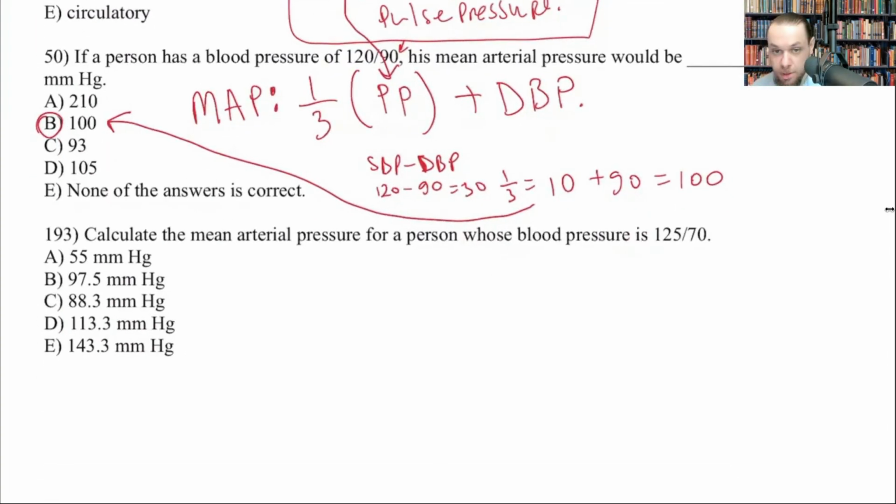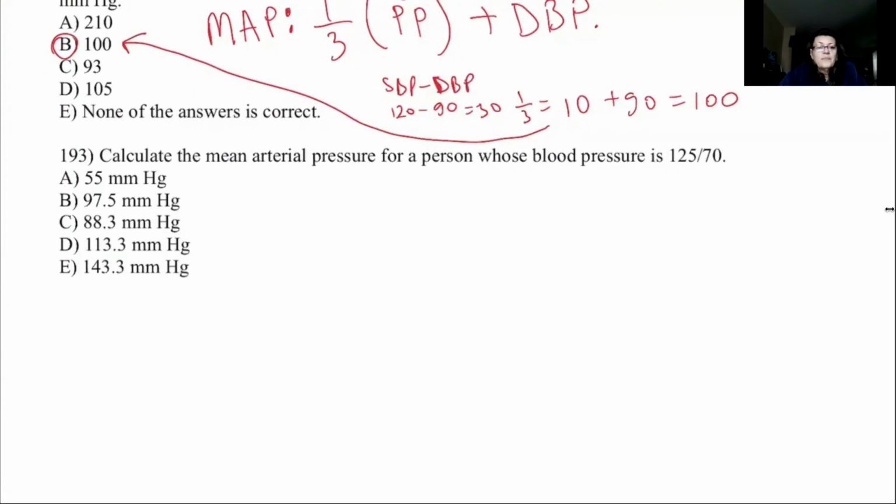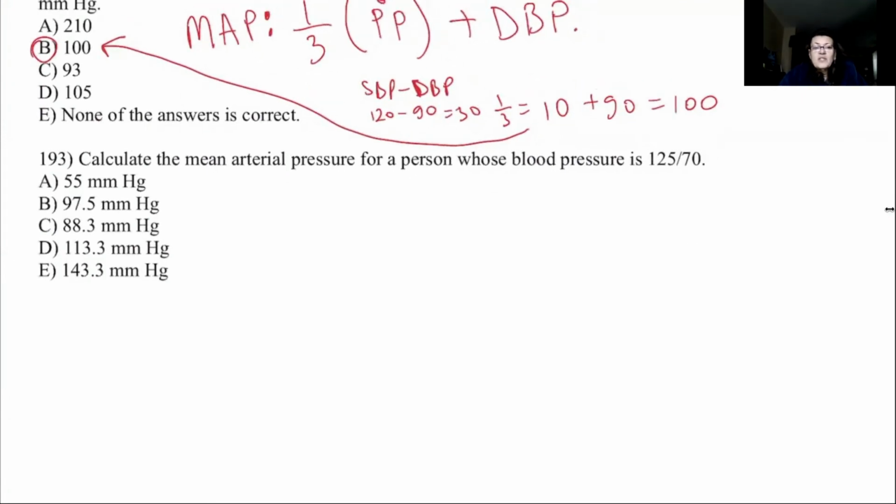Okay. So now, Irene, would you like to do 193? You could, absolutely. Sure. You could do your calculator. I did. I used my toes.